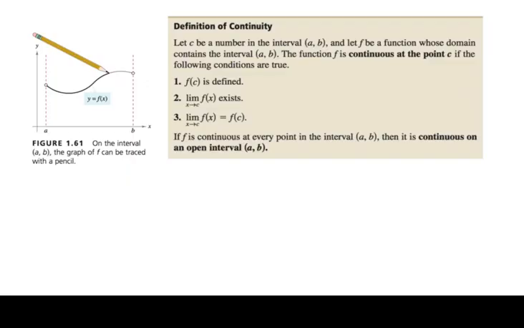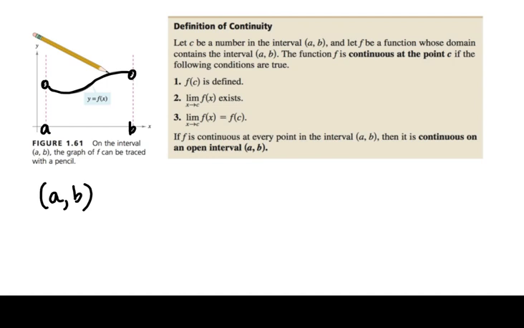Now, they have a nice picture of a pencil here because that's really what it is. The definition of continuity is if I can draw from left to right without picking up my pencil, then I've got continuity. And there is continuity on this open interval. So on this open interval, this is A right here, and this is B. This is an open circle. This is an open circle. From A to B, we have continuity.